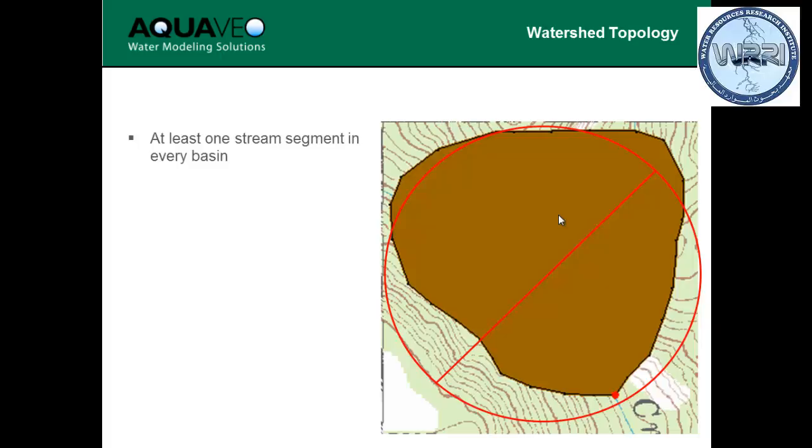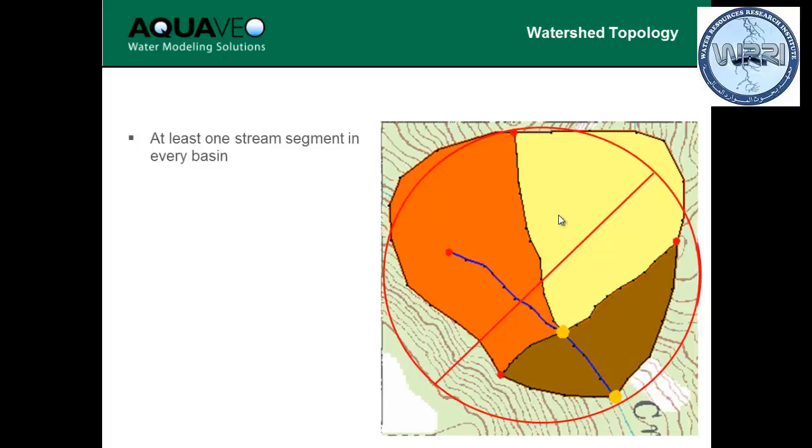What about this? What's wrong with this setup? Yeah, so this subbasin right here does not have a stream. So because of that, it won't have a watershed. There won't be a subbasin associated with this polygon here.